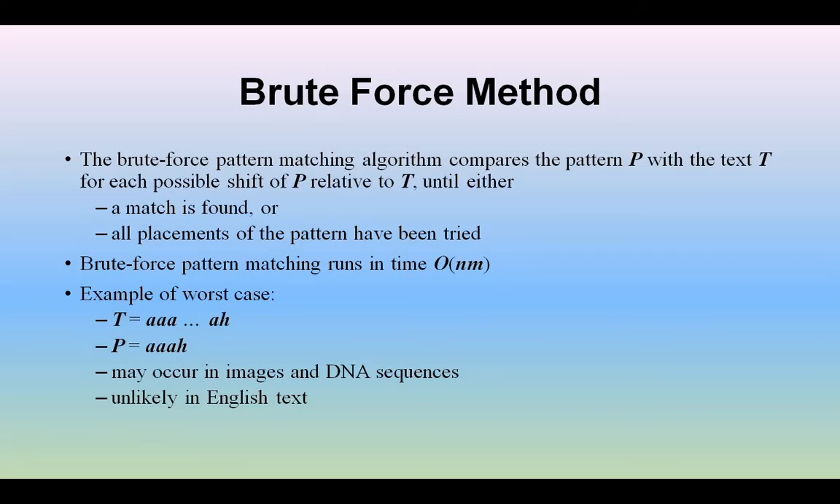The brute force pattern matching algorithm runs in time complexity of order n times m. An example of the worst case is text T equal to AAA followed by AH, and pattern P is given as AAAH. After the possible shifts, we get this match, AAAH.